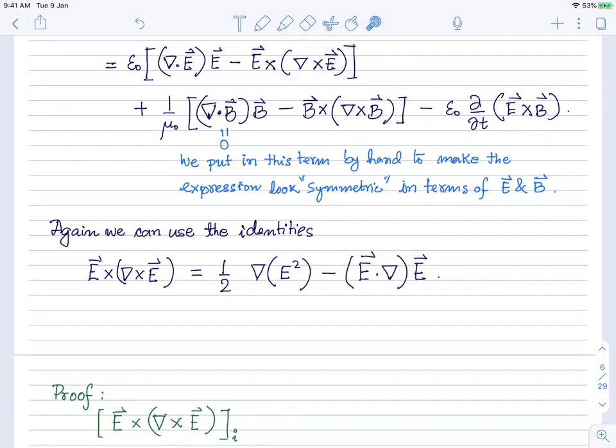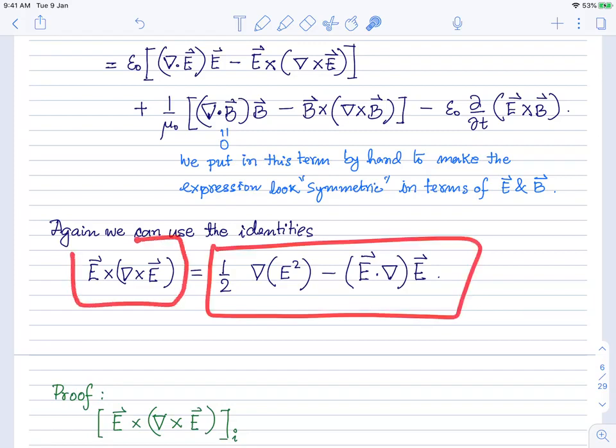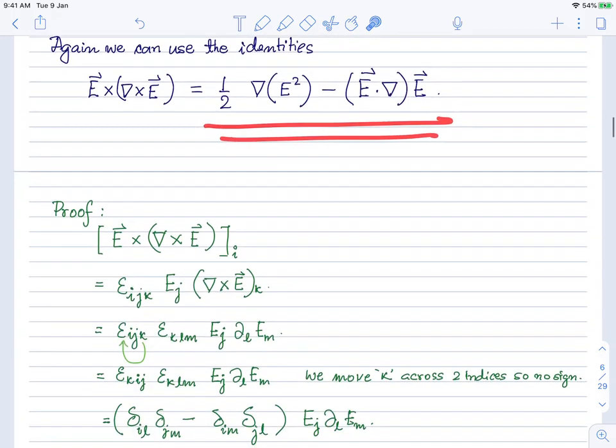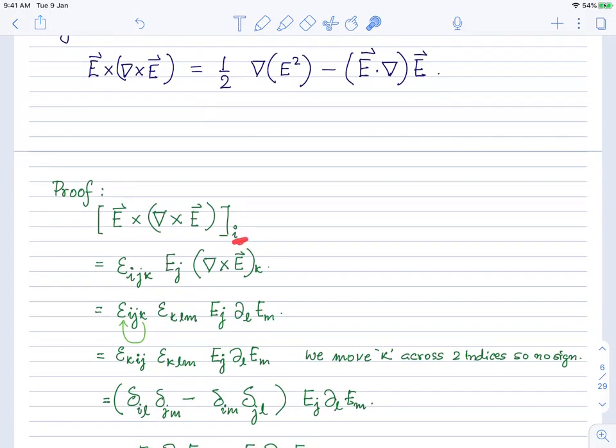Now again we look at these individual terms, E cross curl of E and B cross curl of B, and we try to use an identity. So E cross curl of B would be given by half of gradient of E squared minus E dot nabla acting on E. How do I see this? I worked this identity out for you here. The ith component of this expression will be given in terms of the epsilon. For this first cross, I've written i, j, k, and this E has the j index, and this vector will have the k index.